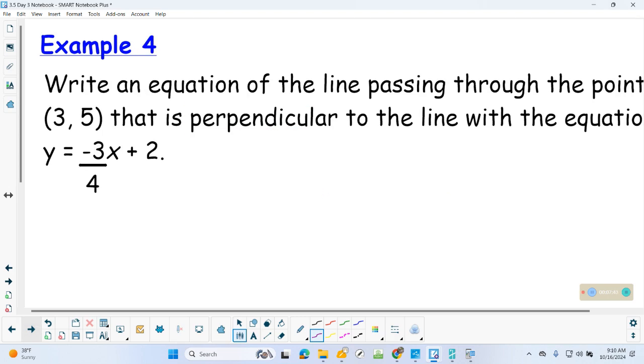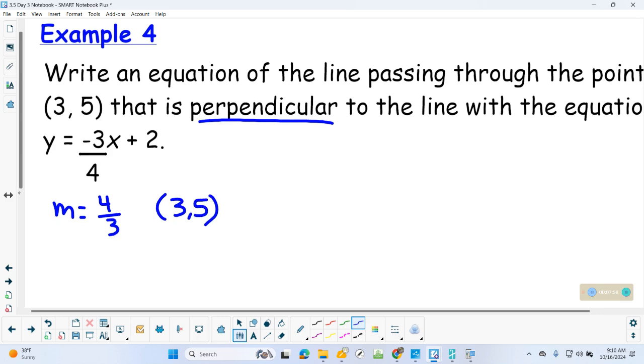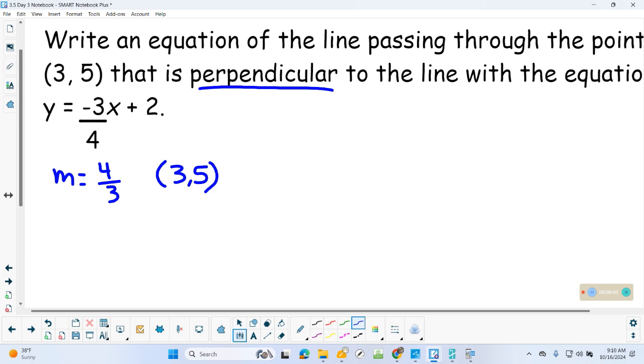Okay, write an equation of the line that passes through the point, perpendicular. Okay. Well, what are we going to use for slope? Positive 4/3. We've got to flip the sign, flip the fraction. And of course, they want us to go through the point (3, 5). Now, is (3, 5) the y-intercept? No, we can't be lucky all the time, right? Okay, so here we go, point-slope form. Y minus the y-coordinate, our slope of 4/3, x minus the x.